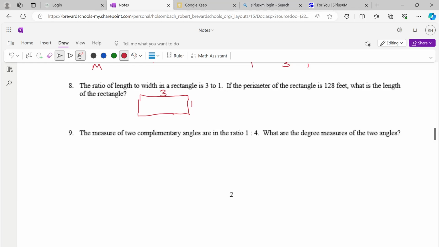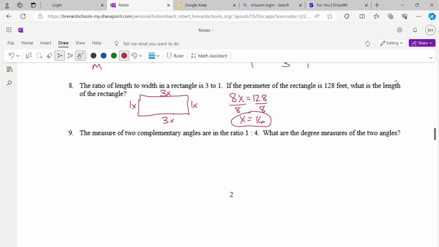We're talking about perimeter, so it's the sum of all the sides. So we've got a 3 down here, and we've got a 1 right here. And we need to solve for a multiplier, so we just put an x after everything. So now, 1x plus 3x plus 1x plus 3x, we get 8x. That's equal to 128. Divide both sides by 8, and we get an x that's equal to 16. Again, 16 is our multiplier.